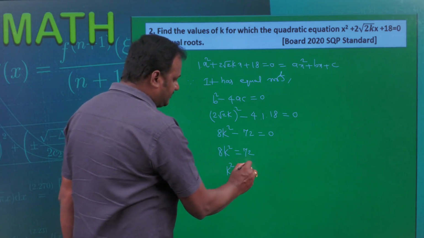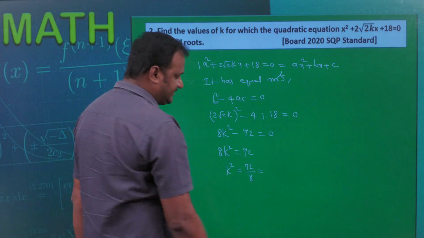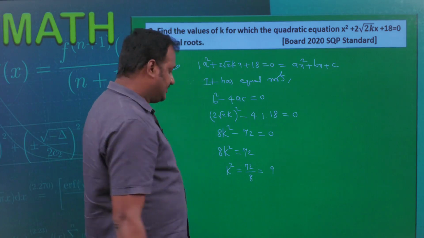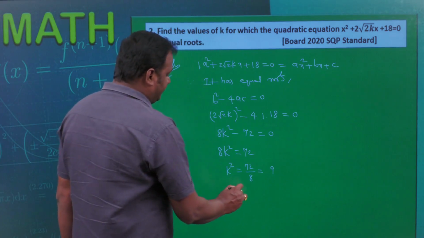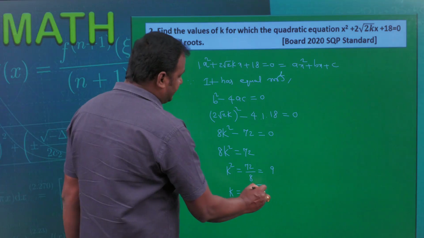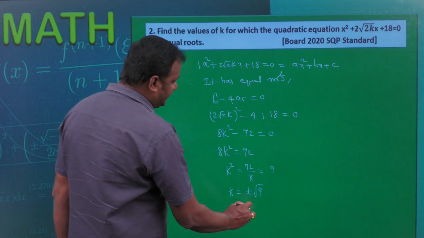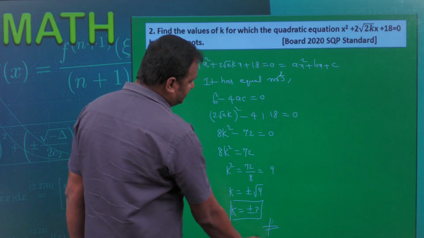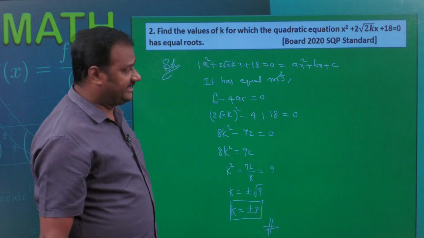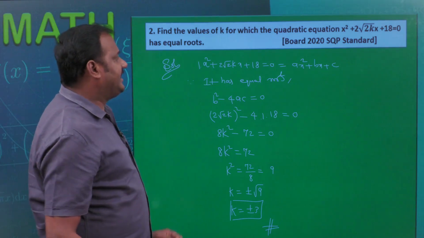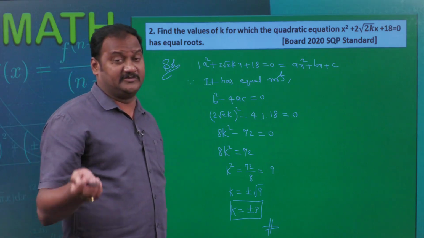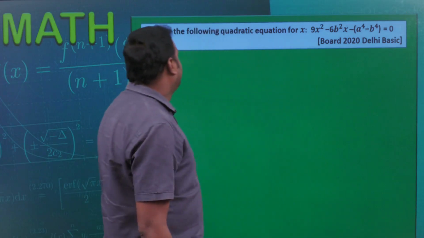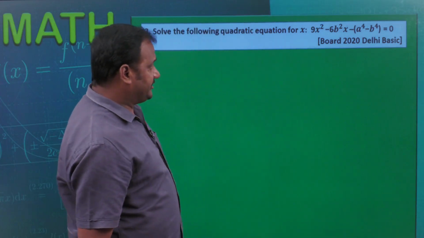K square is equal to 72 by 8. 8 how much are 72? 8 9s are 72. So k square is equal to 9. Then the value of k is equal to plus or minus square root 9, that is going to be plus or minus 3. So therefore the value of k is going to be plus or minus 3. And this kind of problems are very important. The problem talks about equal roots. Next, solve the following quadratic equation.